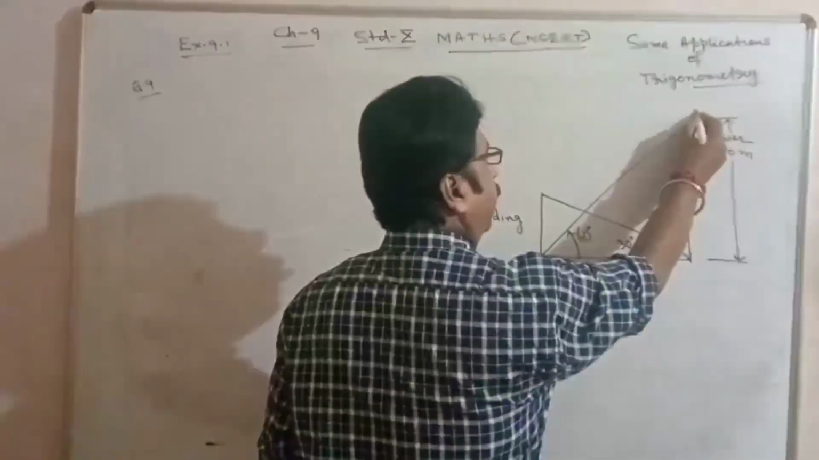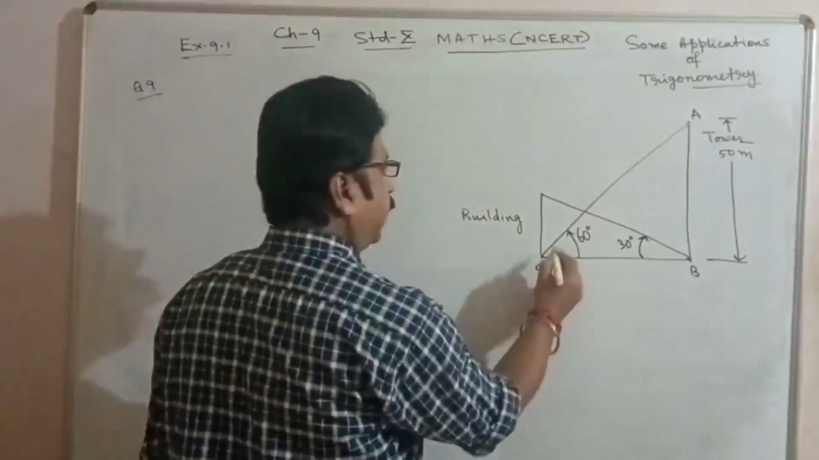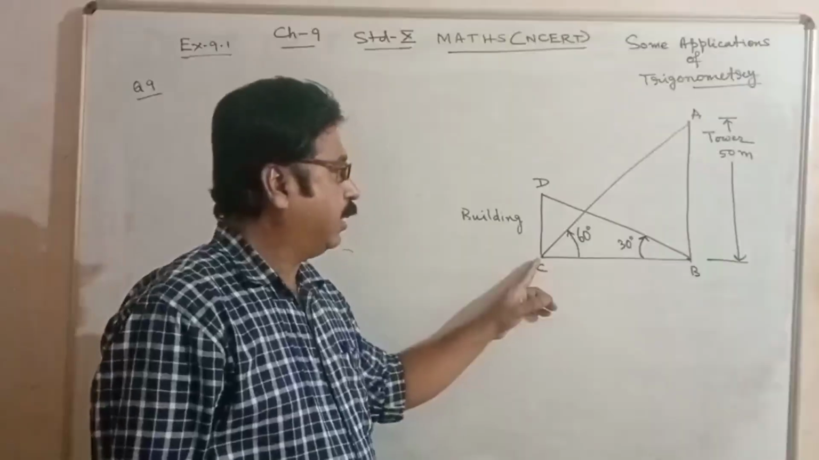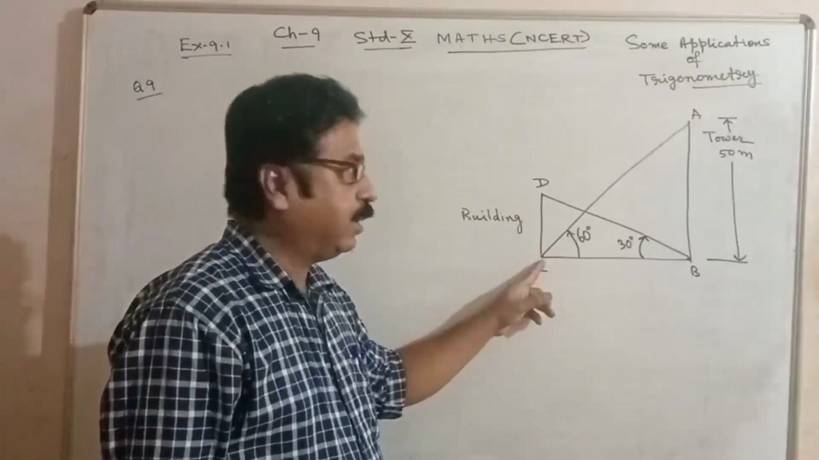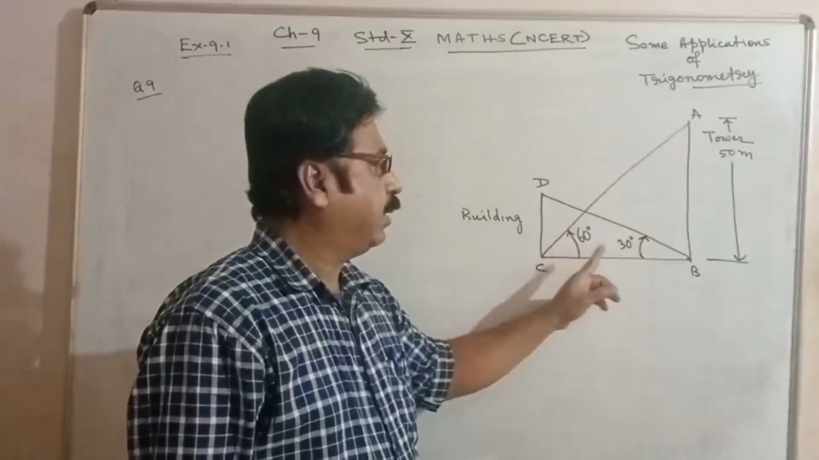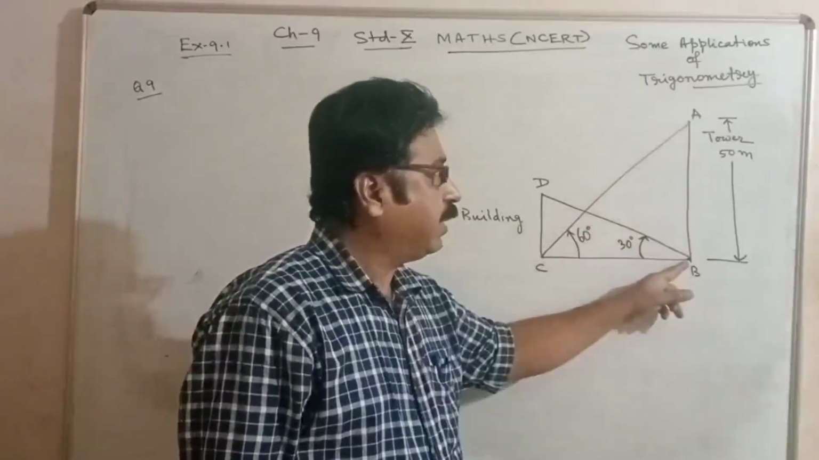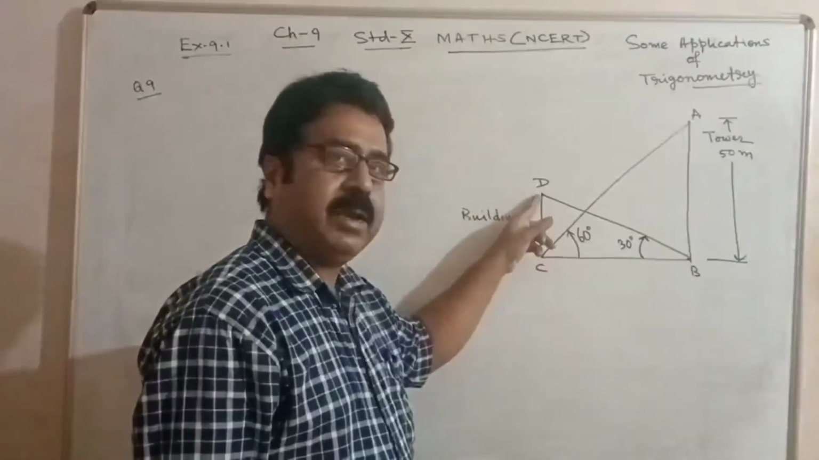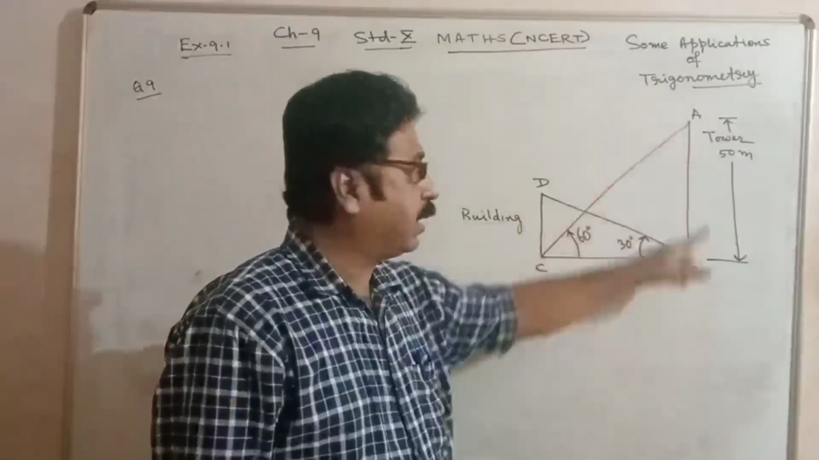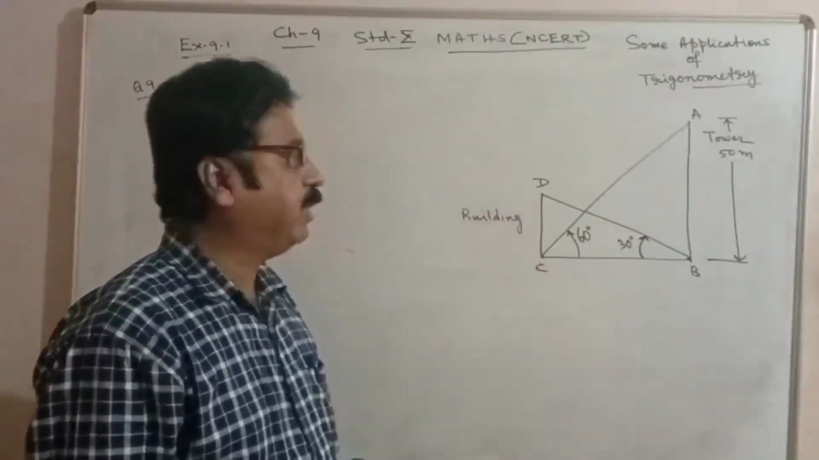Suppose AB is the tower, CD is the building. From point C, means foot of the building, we are seeing the top of the tower, point A. That angle is 60 degree. From point B, means foot of the tower, we are seeing the top of the building, the point D. That angle is 30 degree. AB means height of the tower is given 50 meter. We have to find the height of the building. That means CD we have to find.